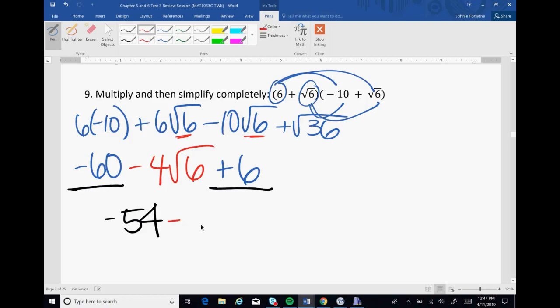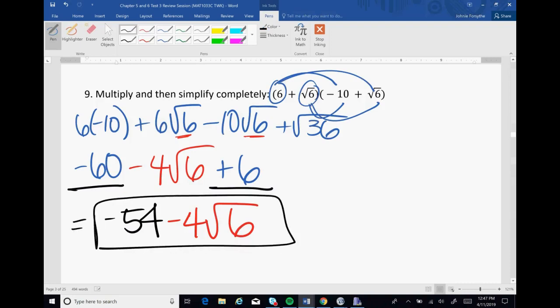And then I still have that minus 4 root 6. And then I cannot break down the square root of 6 further because the only factors for 6 would be 1, 6, 2, and 3, and there's no perfect square that's a factor of 6. So this would be our final answer: negative 54 minus 4 root 6.